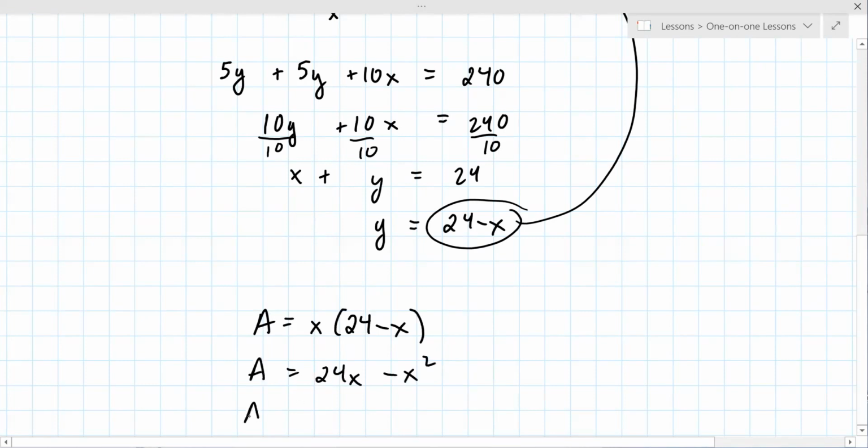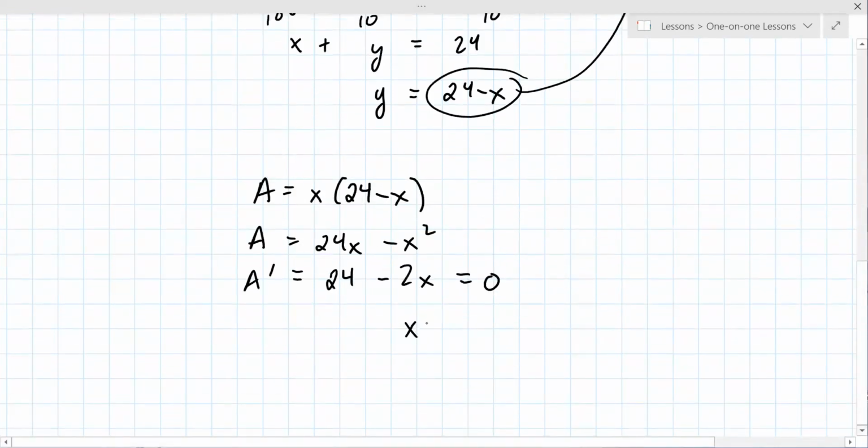And we have to take a derivative. The derivative is 24 minus 2X. Set that equal to 0. So X equals 12.